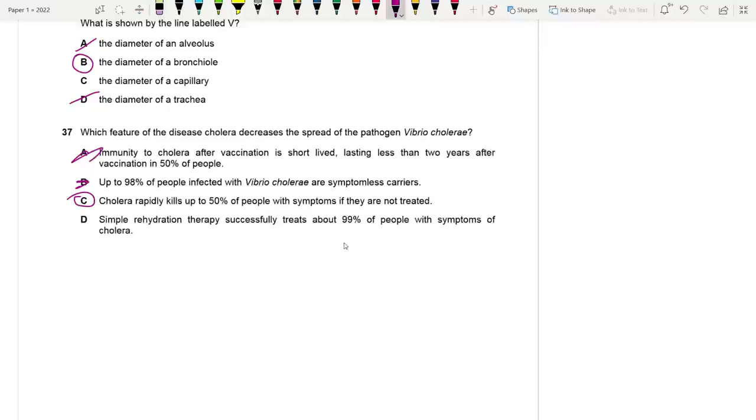Therapy is successful and cures 99% of people with symptoms of cholera. So for D, it's good for treatment, but it doesn't control spread. To control spread, basically it's the fecal-oral route, right? We don't want treatment. We want some way in which the transmission cycle is broken. So C is the better answer. All right.